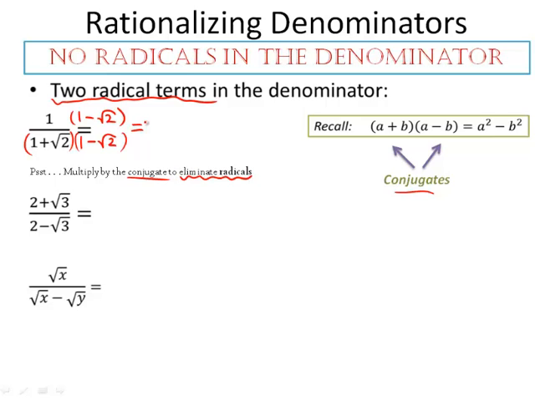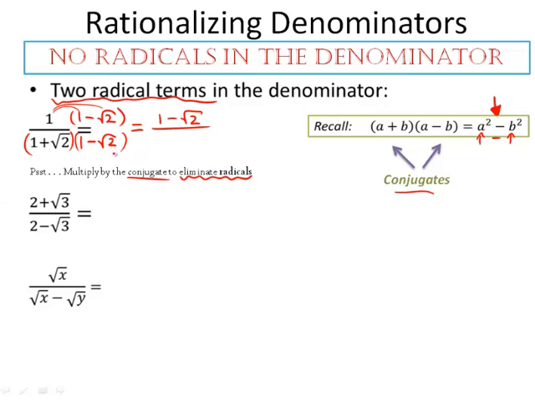Great. Let's continue and see how this works. So the numerator, we've got 1 times 1 minus root 2, so the 1 distributes in and is leaving us with 1 minus root 2. In the denominator, now we can use our difference of squares formula, which tells us square the first minus square the last.